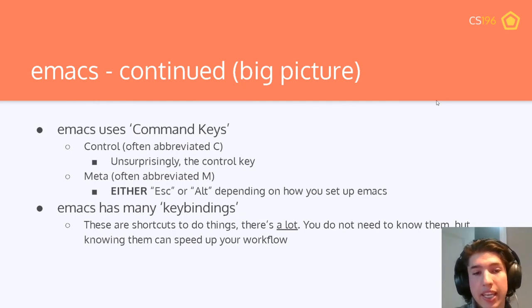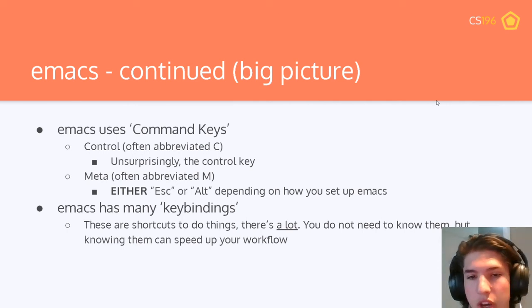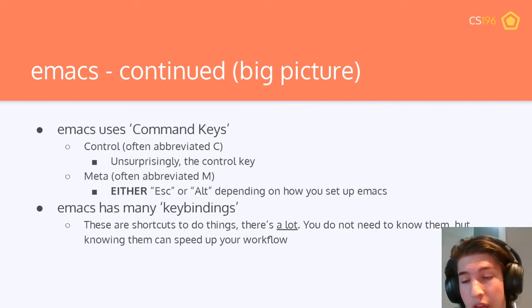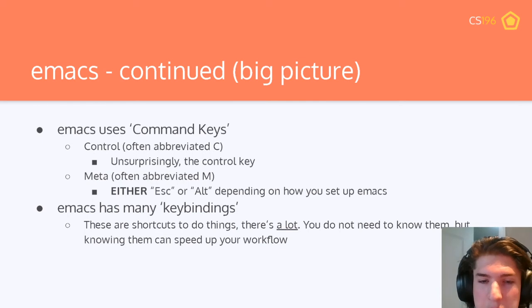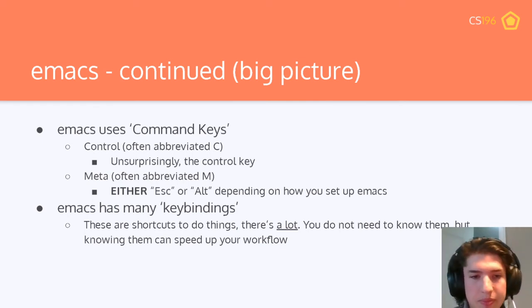Second, we have the meta key. The meta key is either escape or alt, depending on how you set up Emacs. Either way, you can change it if it's one and not the other, and you want it to be one. I probably suggest alt. I feel like escape is a little bit far away.